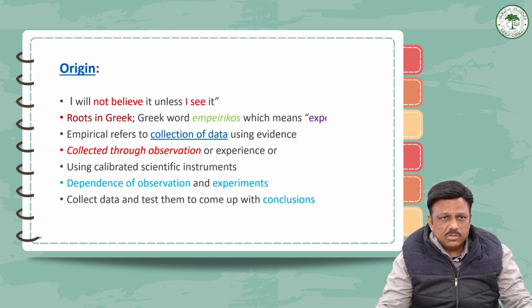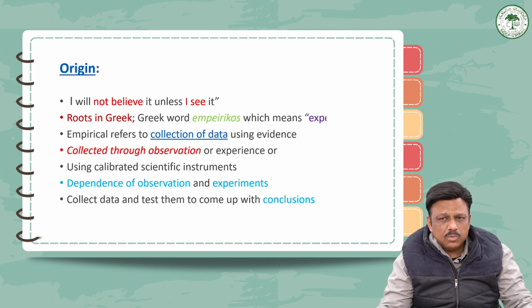Now, if we talk about the origin of empiricism or the empirical method, the very first sentence that came out of the ancient empiricist was: I will not believe unless I see it. This powerful statement bespeaks the impact of empiricism. The emergence of medieval sciences during the Renaissance period laid the foundation of modern science, and the word itself has its root in Greek. It is derived from the Greek word empirikos, which means experienced.